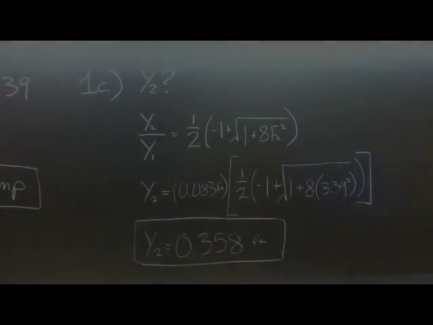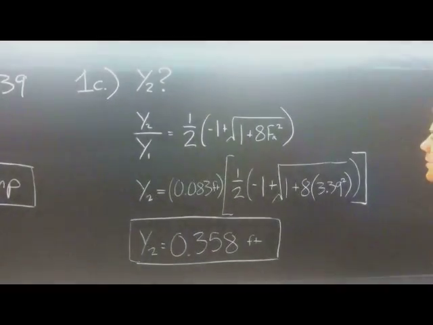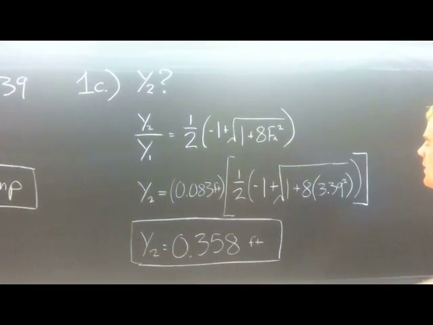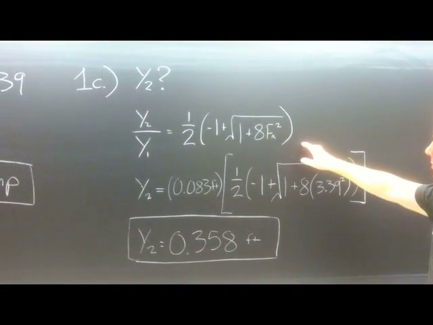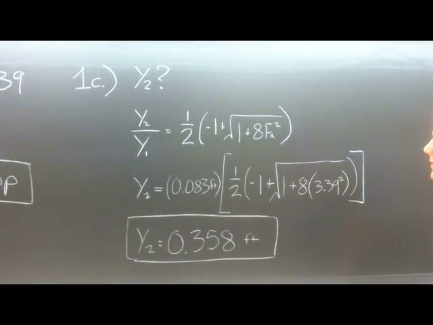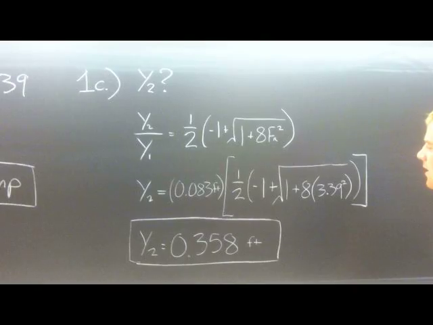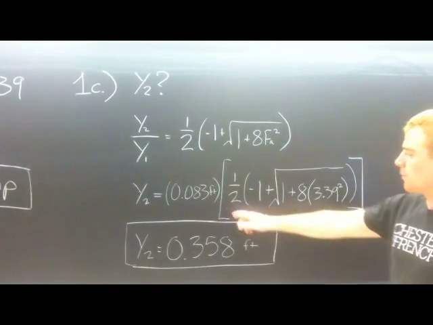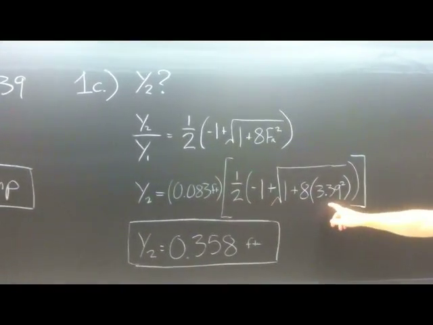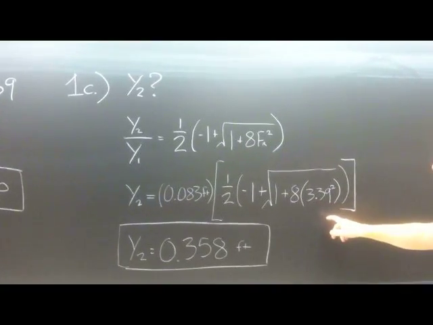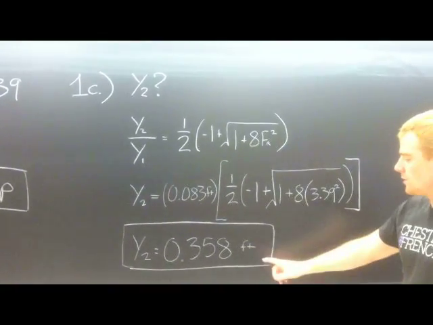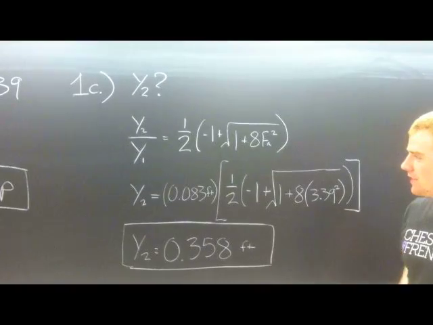Part C of question 1 asks to find the depth of y2. We can do this using this equation found in the book, but note this equation can only be used for rectangular channels, and since we have a rectangular channel, we can use it. Plugging in the values of y1 as 0.083 feet and the Froude number of 3.39, we can easily find that the y2 depth is 0.358 feet.